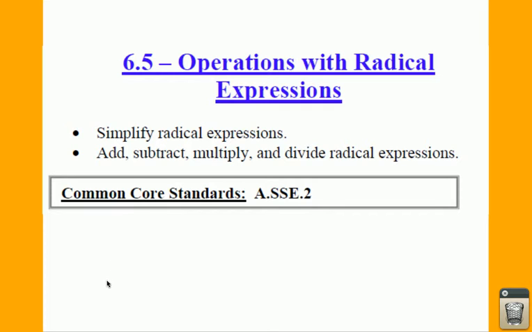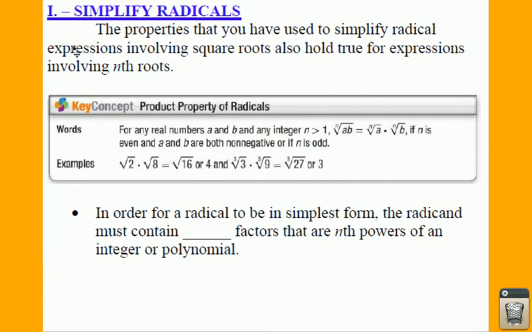Here in 6-5, you're going to be simplifying some radical expressions. You're going to need to add, subtract, multiply, and divide radical expressions also. Unfortunately in 6-5, these are not as nice and pretty as the numbers in 6-4, although it still helps to know your perfect squares, cubes, fourths, and stuff like that. If we want to simplify radicals, the properties you have to use are the same that we used in 6-4.